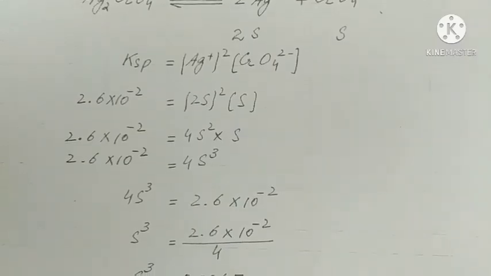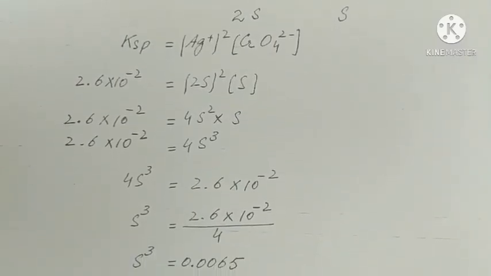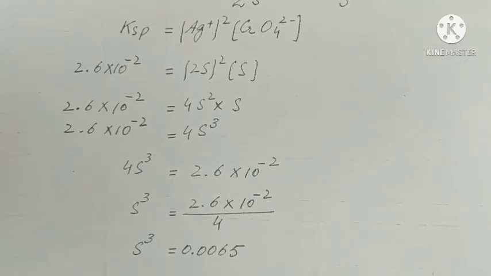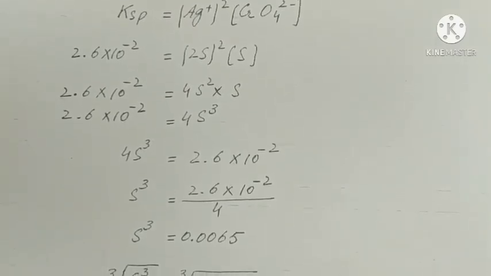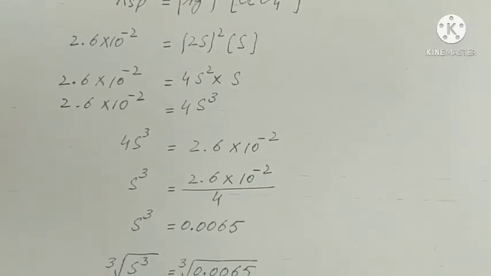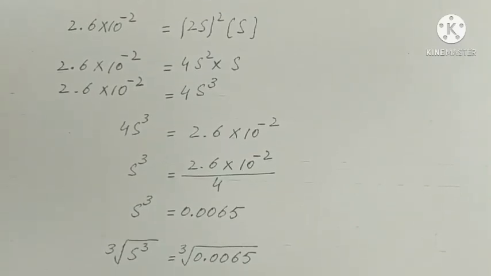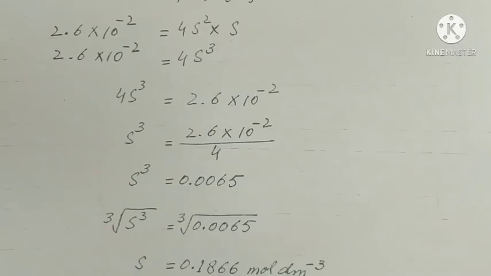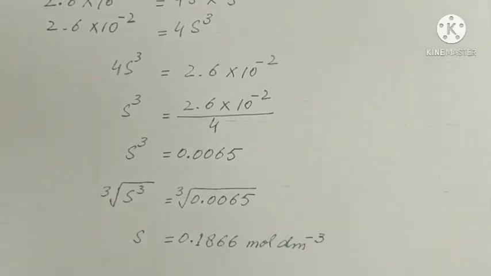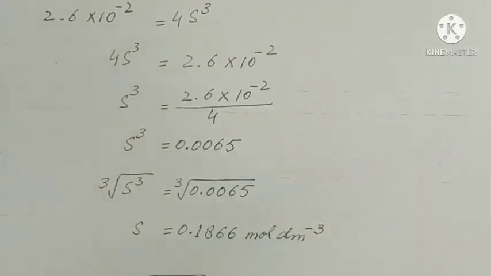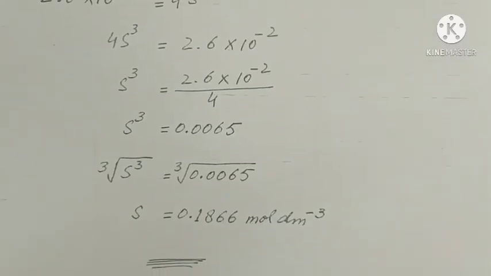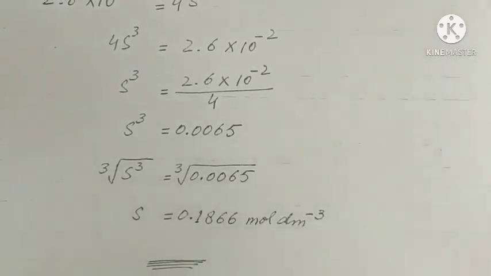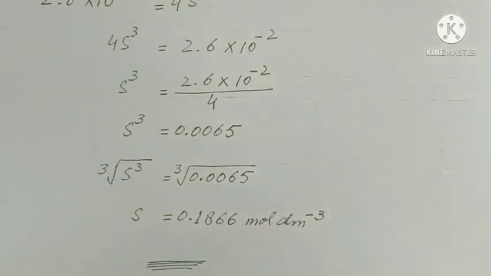Then take 4 on the right hand side, it will divide. S cube is equal to 2.6 into 10 to power minus 2 divided by 4, and the S cube is equal to 0.0065. Take the cube root of both sides. S is equal to 0.1866 mole per decimeter cube.